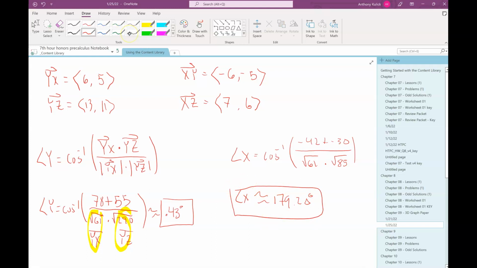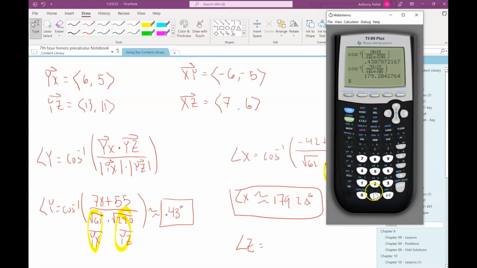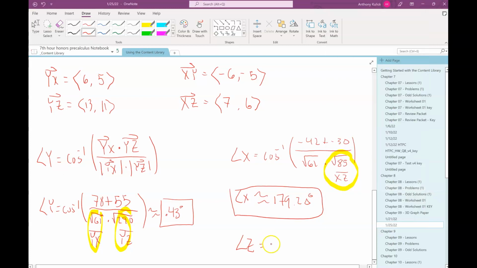And along the way, worth pointing out that we also got xz right there. And then my angle z is just whatever is left over, which isn't much, but something. 0.365.